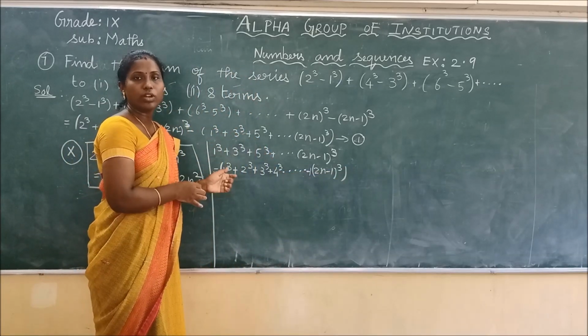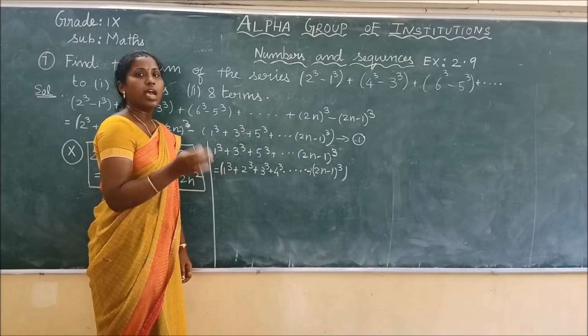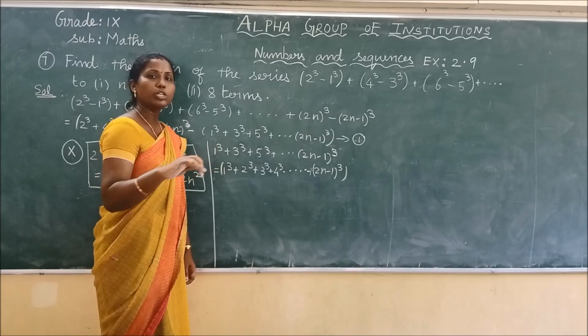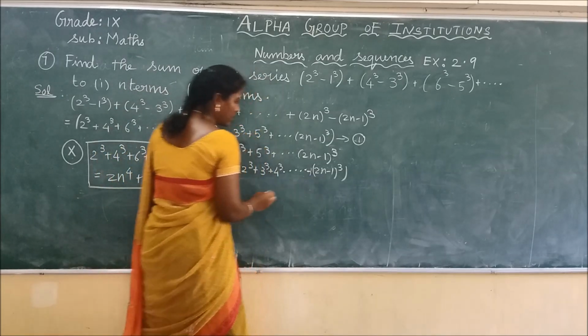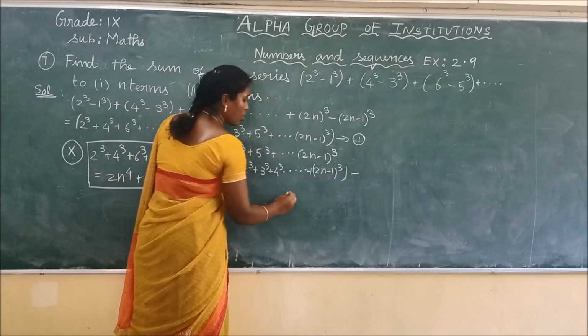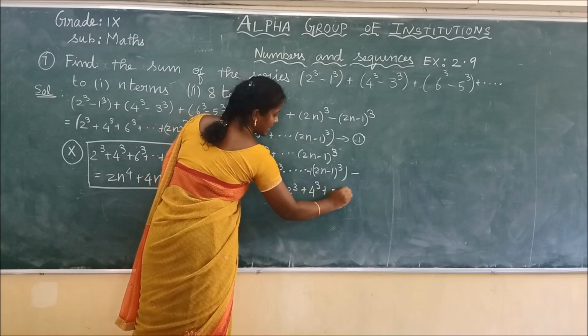So I want only the odd numbers. Means what number should be subtracted here? If I am having 1 to 10, okay, I want only the odd numbers. What number should be subtracted there? All the even numbers. So we have to subtract here all the even numbers. So minus of all the even numbers, that is 2 cube plus 4 cube plus etc.